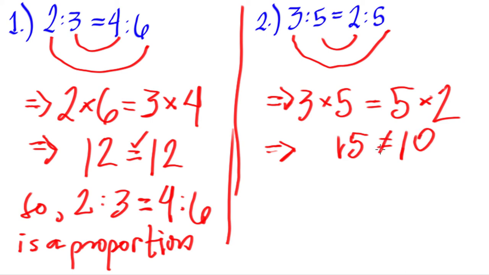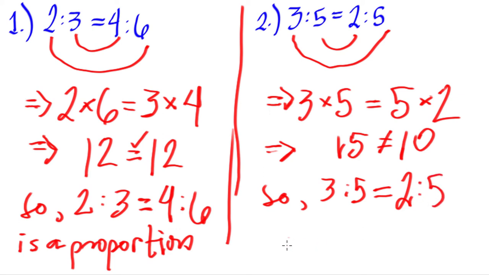So they are not equal. 15 is, of course, not equal to 10. Therefore, we can say that 3 is to 5 equals 2 is to 5 is not a proportion.